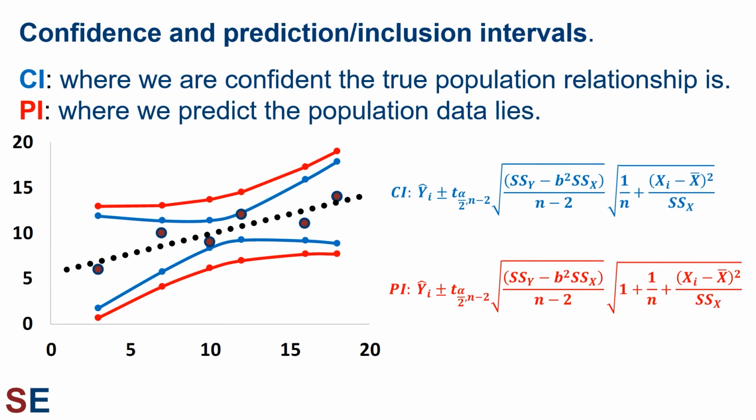A final procedure that is occasionally done in correlation and regression analyses is to calculate confidence intervals for our best fit line equation and prediction or inclusion intervals for our data. These intervals use the t-distribution as shown in the two equations and generate a different interval for each x value in our dataset. In the figure, the blue lines show the 95% confidence interval for our best fit line.